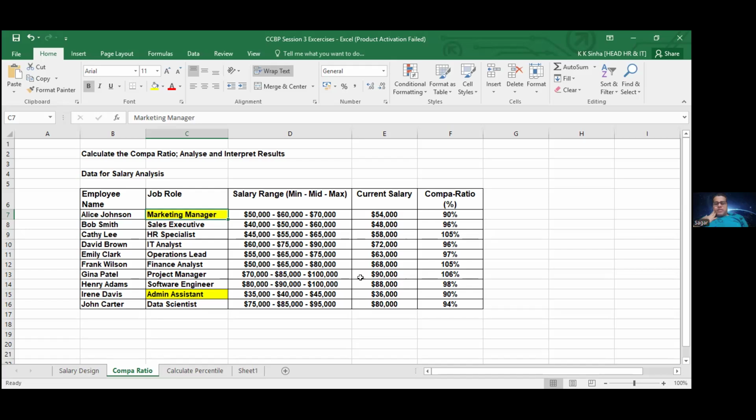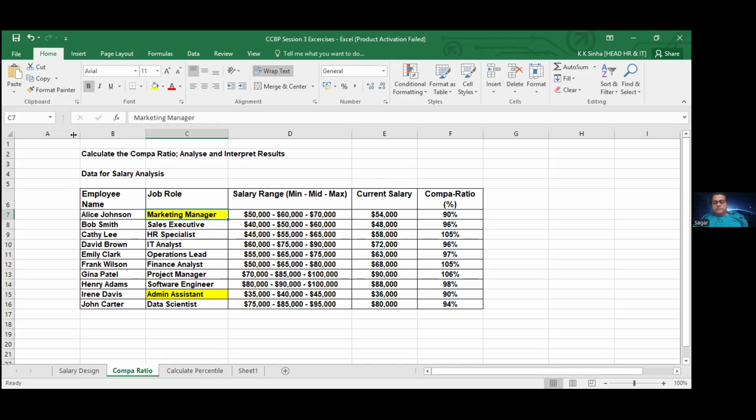So Irene and Alice need to be given a proportionately higher percentage of increment versus, let's say, someone like Kathy or Gina Patel, who is already at more than 100%. So just looking at this data, maybe the marketing manager, who is at a very low comp ratio, could be given a higher salary. Okay. And who else? Let me just look at it. Admin assistant, not necessary. Okay.